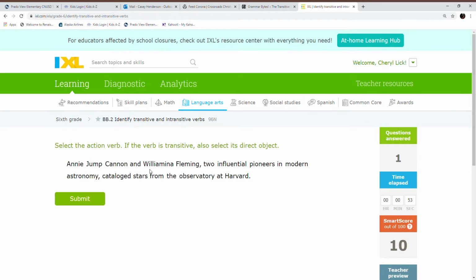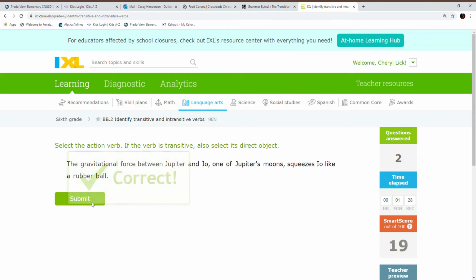Annie Jump Cannon and Wilhelmina Fleming, two influential pioneers in modern astronomy, cataloged stars from the observatory at Harvard. So it's a very long subject. It goes from Annie to astronomy. So here is our verb. Well, that's what those women did. They cataloged. Well, what did they catalog? Did they catalog stars from the observatory or at Harvard? Well, those are both prepositional phrases, so I know that's not the answer. They catalog stars. So it is transitive because it has a direct object. Hopefully we'll come across one that doesn't have a direct object.